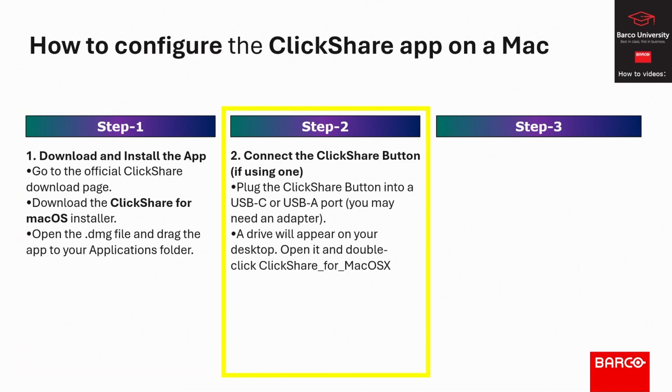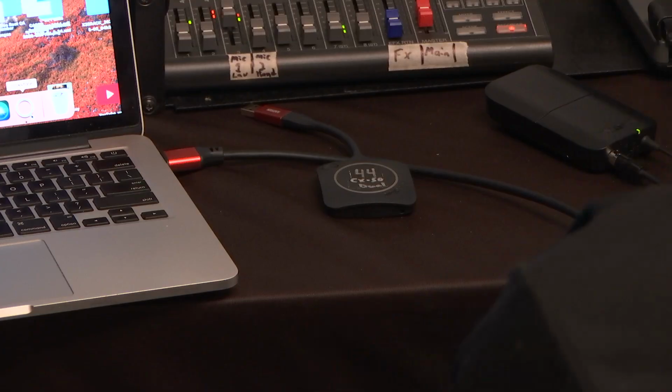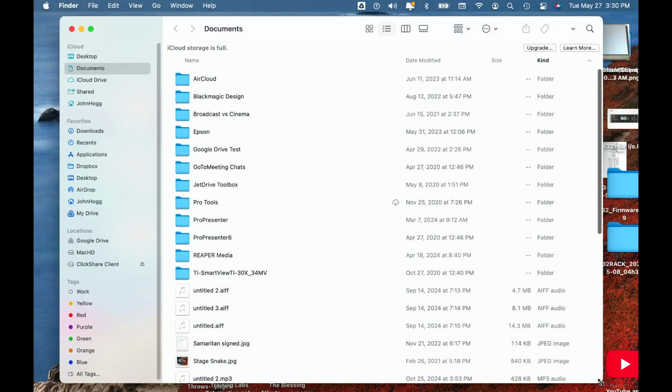The second step is to connect the ClickShare button if we're using one. We'll plug the ClickShare button into a USB-C or A port that's available on our laptop, and of course you may need an adapter if you only have A connectors. And a drive will appear on your desktop. You're going to open it and double click the ClickShare for Mac OS X. Alright, so you can see here.